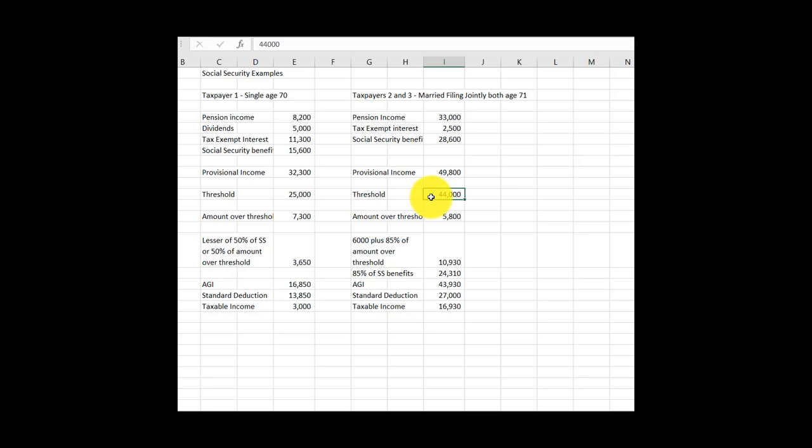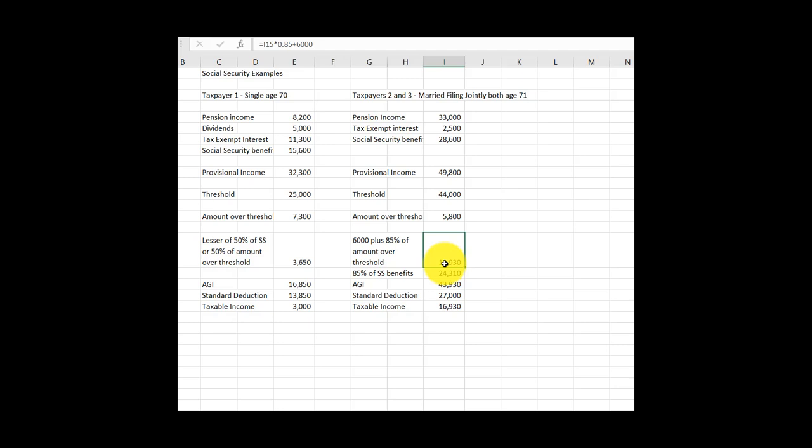For married filing jointly, they have two thresholds as well, 32 and 44. We're over the second one this time, so that's the one that matters. So we're over that threshold by $5,800. So if that's the case, if we're past the second threshold and they're married filing jointly, then the amount of their Social Security benefits that can be included in income is up to 85%.